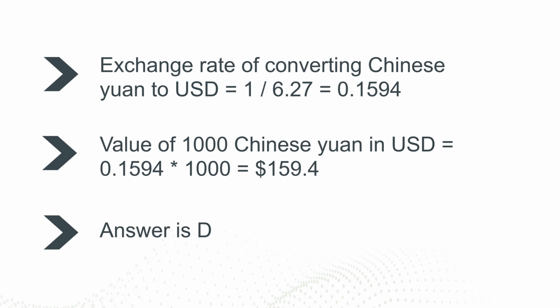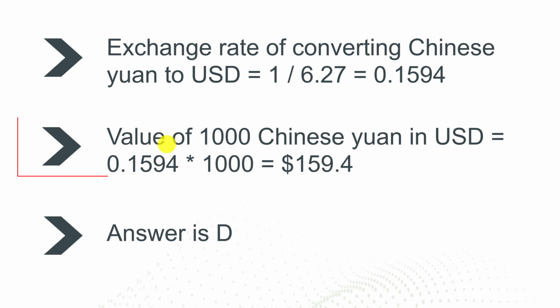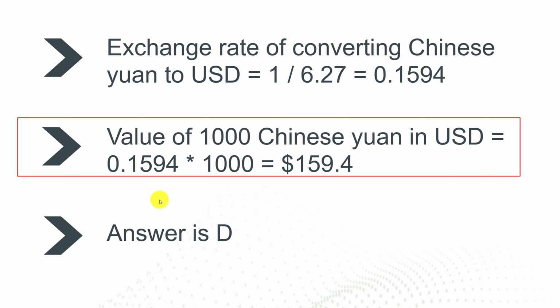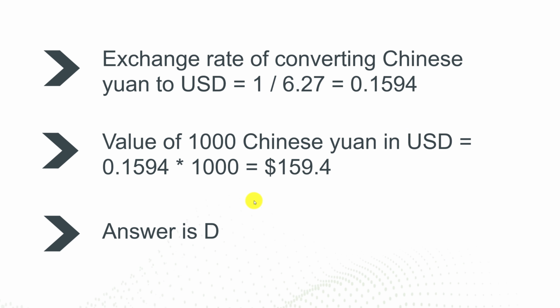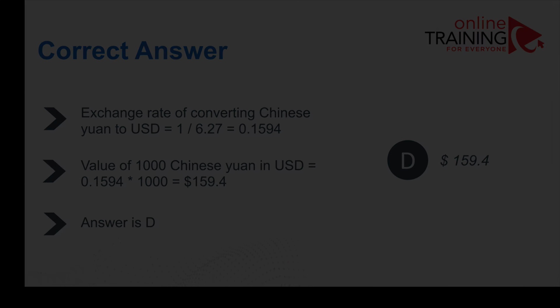To get to the answer to this question, you need to reverse the exchange rate. The exchange rate of converting Chinese yuan to US dollars is 1 divided by 6.27, which is an equivalent of 0.1594. This means that the value of 1,000 Chinese yuan in US dollars is 0.1594 multiplied by 1,000, which is $159.40. So the correct choice is D. Hopefully your selection for this answer was correct.